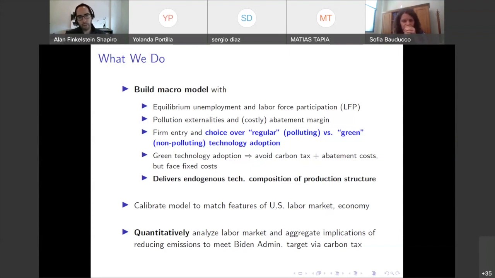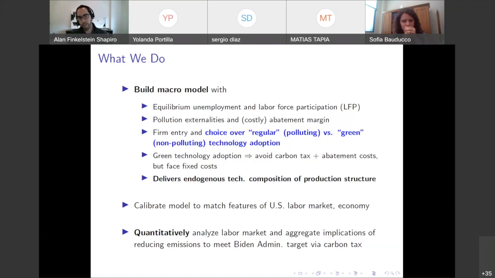The key contribution here is really thinking about an environment where you not only have a notion of firm entry, so basically it's costly for you to create a firm, but once you enter, you get to choose which technology you use to produce. You can use a regular technology that's effectively polluting or generating emissions, or you can think about adopting a green technology that effectively doesn't pollute.